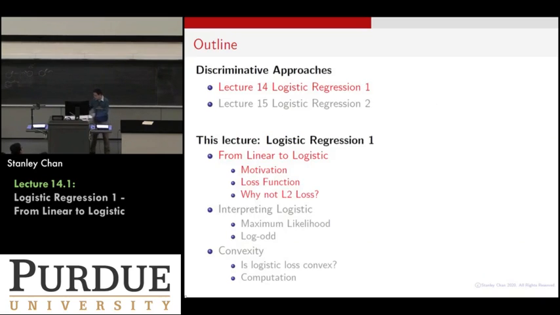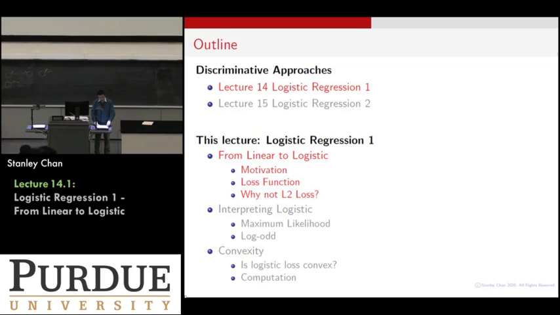Okay. So here is the outline for today's lecture. We have 2 lectures on logistic regression. This is the first lecture. This lecture will be focusing more on the properties of logistic regression. Next lecture will focus more on the computation aspects of logistic regression. So you will probably not be able to see any examples today, but you will see more examples next lecture.